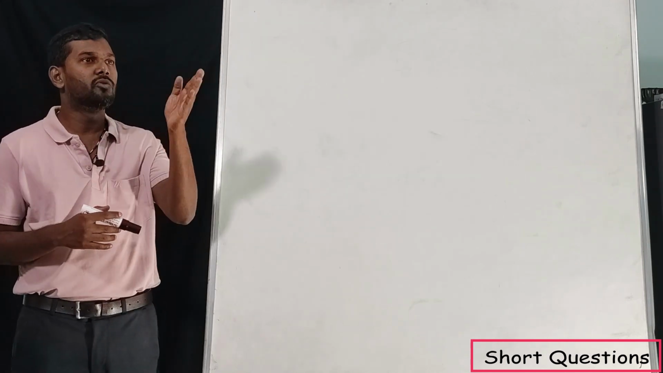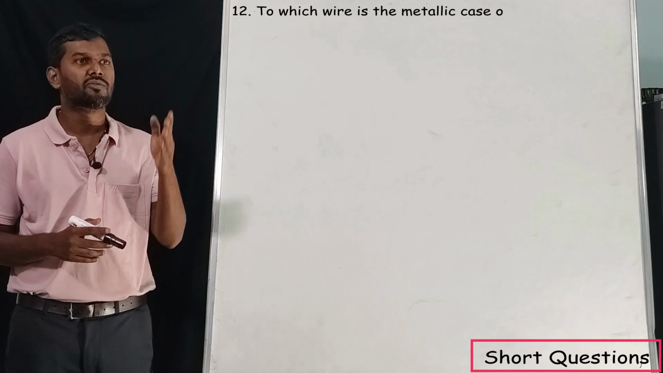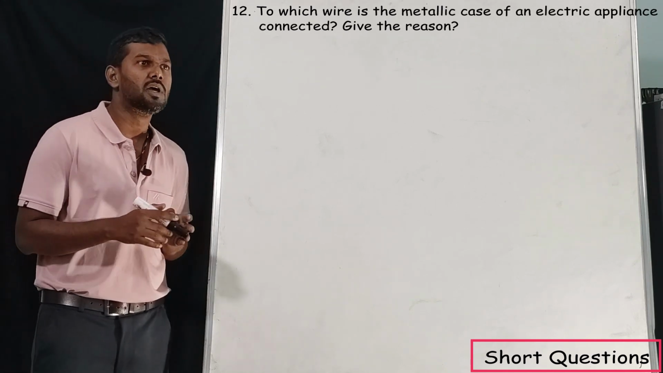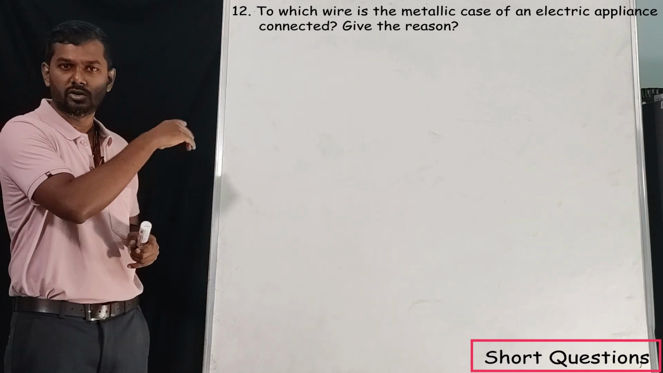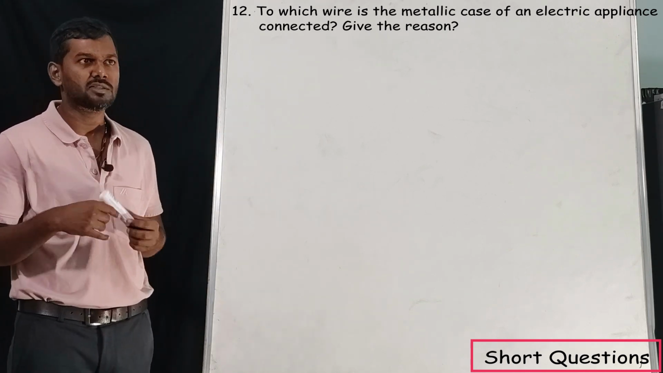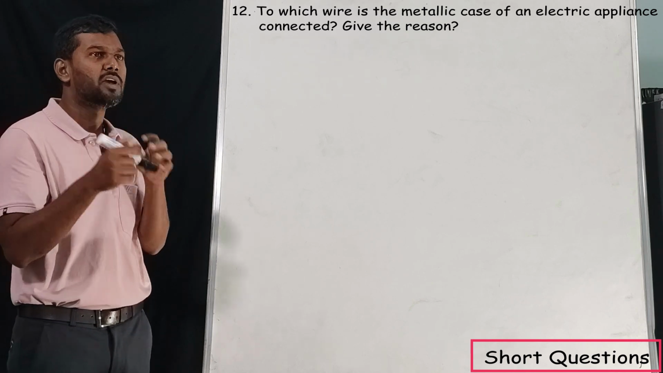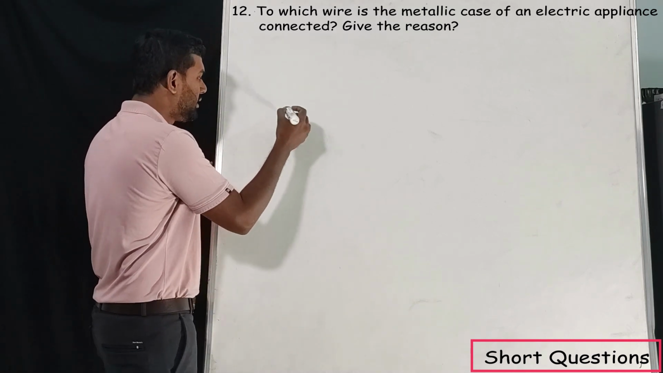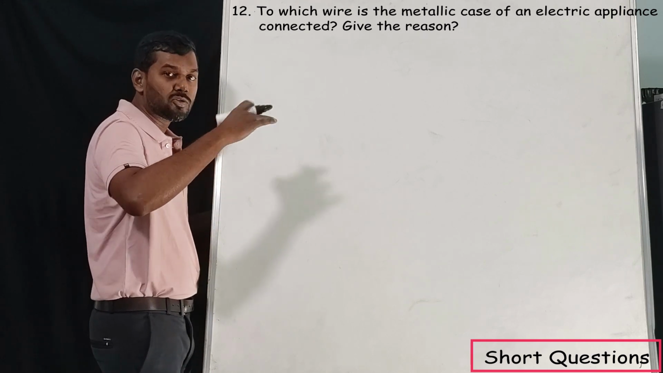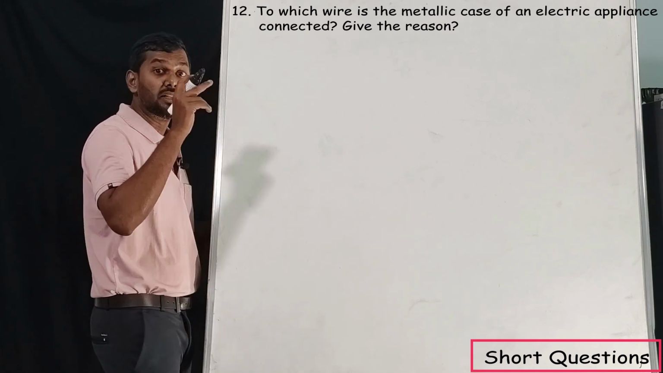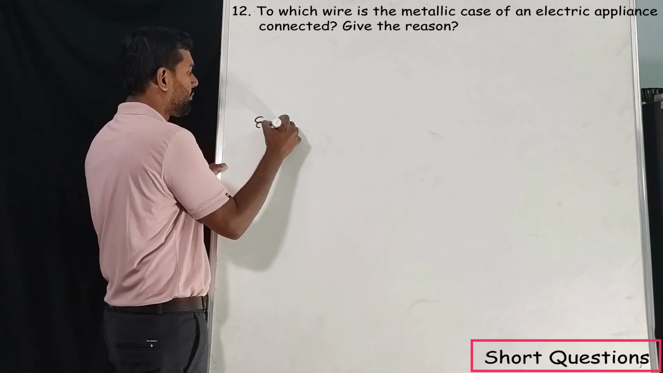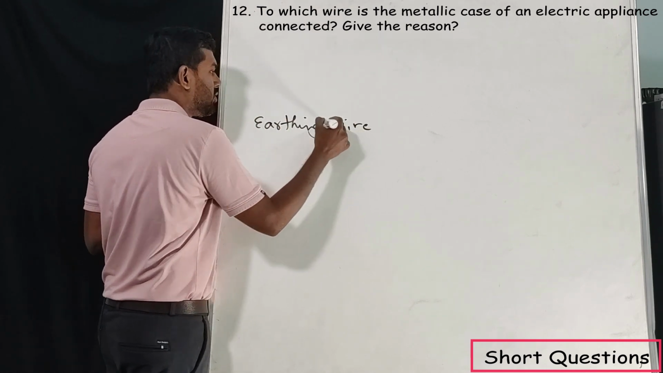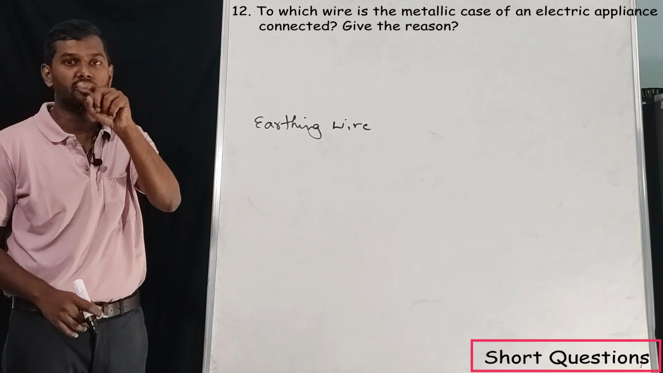Our next question: to which wire is the metallic case of an electric appliance connected? Give the reason. Very simple question. See, this we have learnt already during the socket connection problem. To the metallic case of an appliance, the earth wire is connected. The earthing wire is connected to the metallic case, and they are asking for the reason.